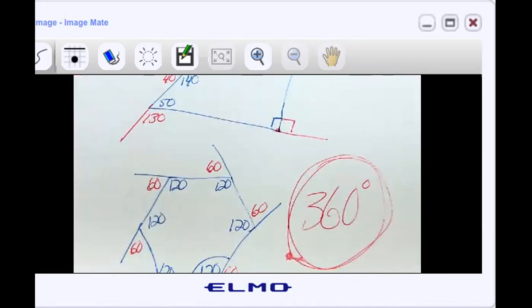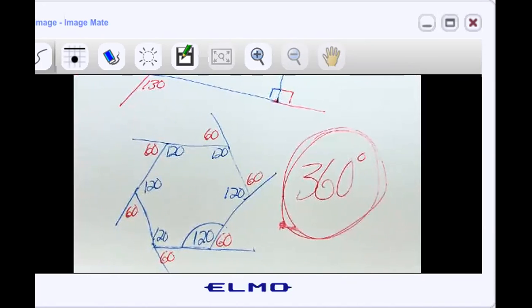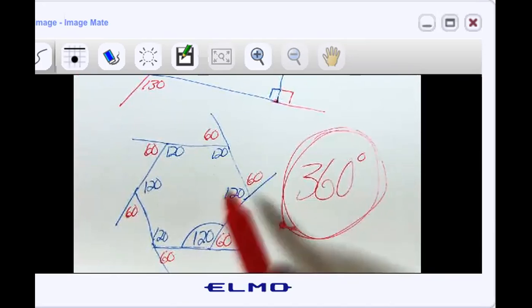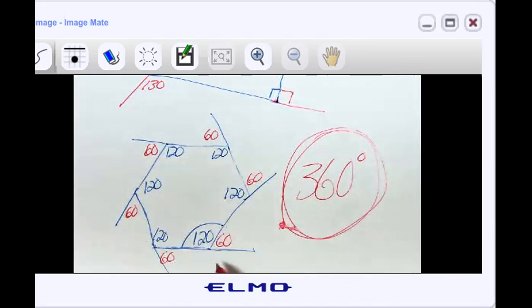So it doesn't matter how many little tiny turns you took along the way. Here you made 6 little turns, right? Instead of 3 turns like you did with the triangle. If you had a 100-sided figure, it would just be 100 of those little tiny turns. And eventually you'd get right back to the beginning.